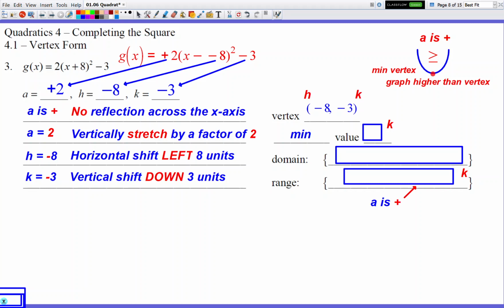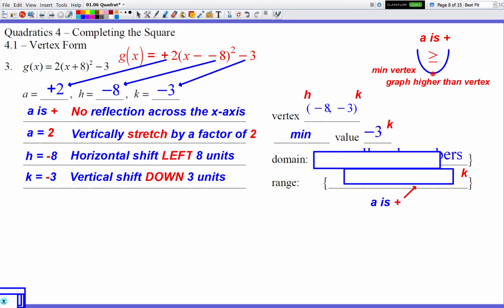So drawing this shape out based on your understanding of reflection versus not reflection is huge. If you want to just sketch this out as soon as you figure out if it's a U or an upside down U, that's going to help you out huge as far as figuring out max or min. Okay, and then the value is just going to be your k value, so -3.